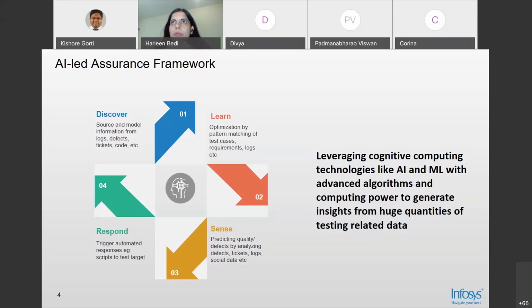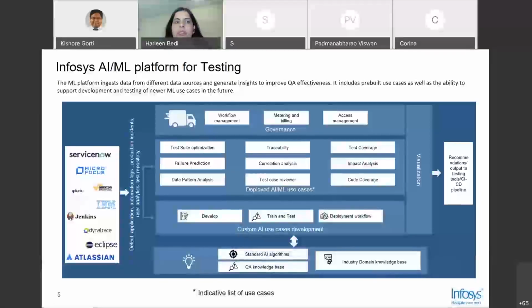So that is the most important feature, because it should have the capability to automatically respond, to trigger the response based upon whatever it has sensed. So it could be as simple as triggering some of the automated scripts whenever it sees some change. So essentially, this is the overall framework based upon which we have built our AI platform, which is our AI ML platform for testing.